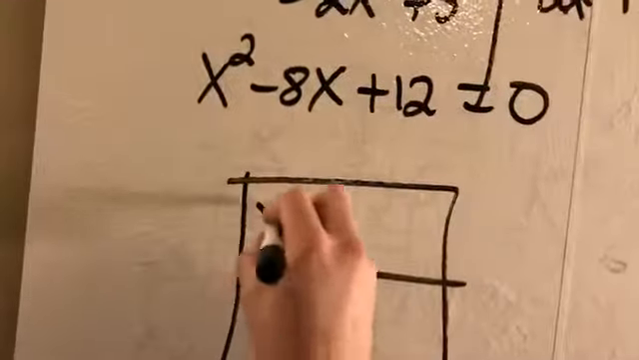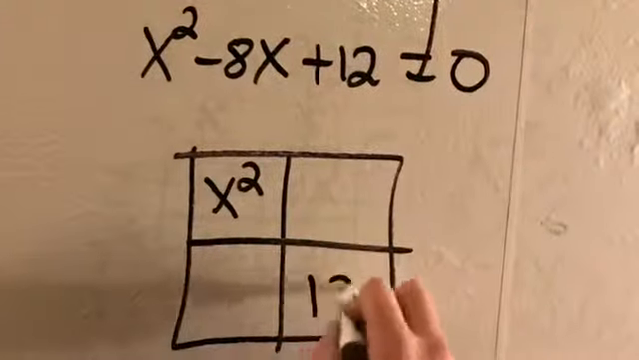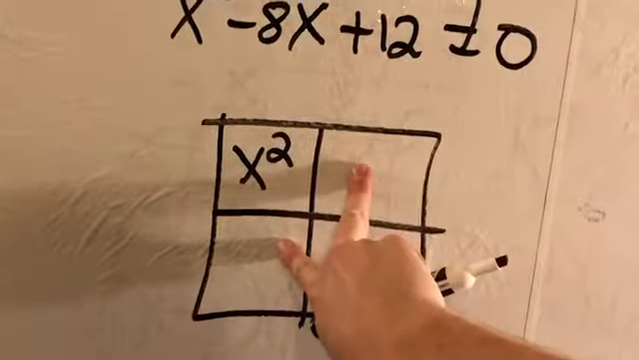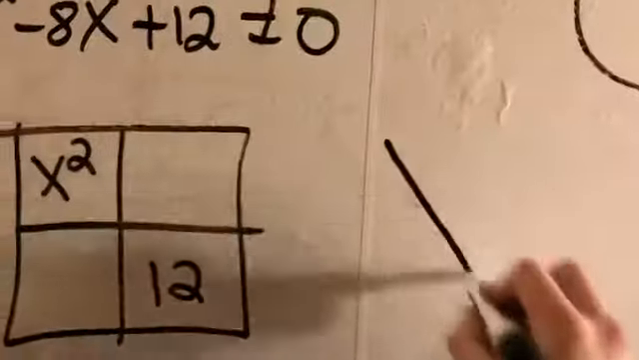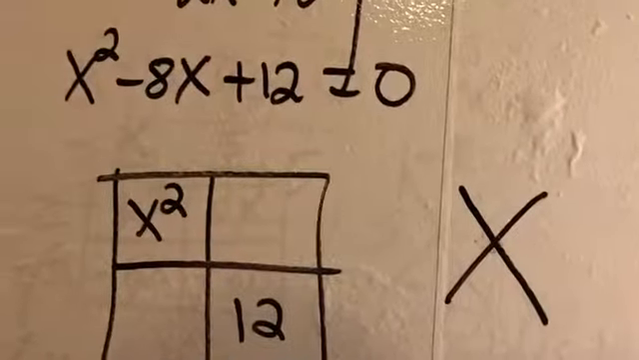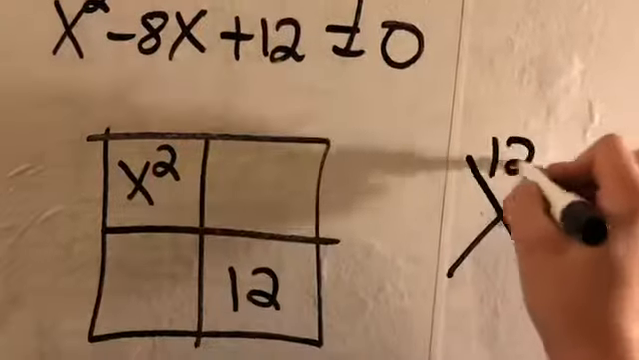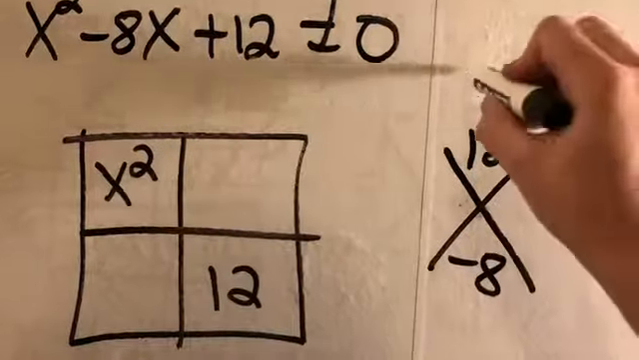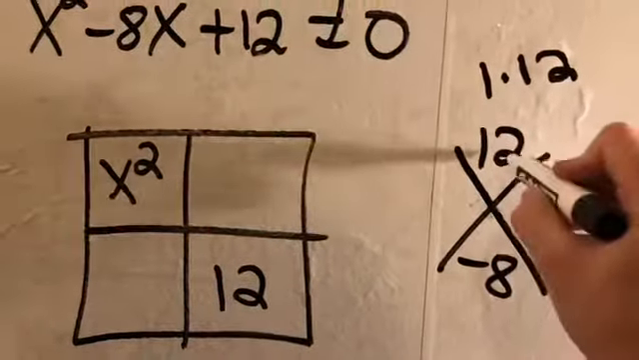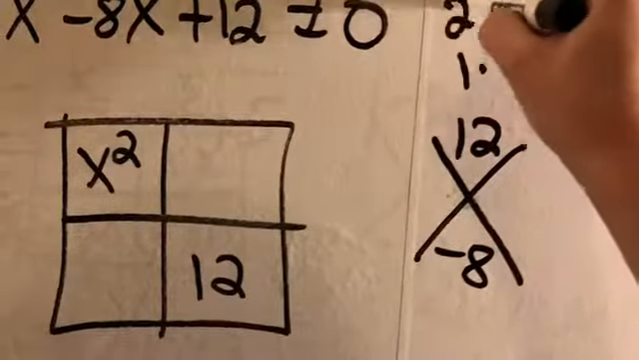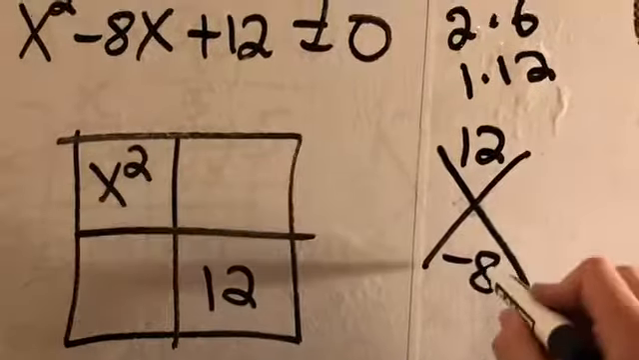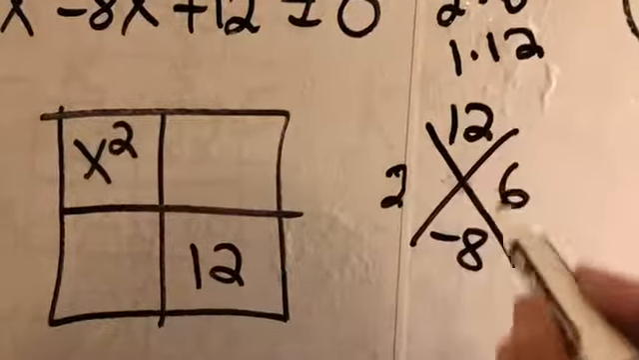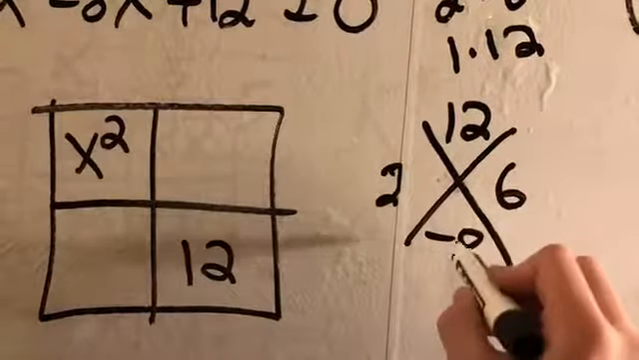I'm going to drop in my x squared up here, my regular number down here. Now we need to figure out how are we going to split up that negative 8x. We will use the diamond puzzle to help us. So we'll ask ourselves, what will multiply to the 12, but add or subtract to that negative 8? Let's see, 1 times 12 gets me to 12, but that doesn't add or subtract to 8. 2 times 6 is 12, and I think I can use that 2 and 6 to get an 8. So 2 times 6 is 12, but now 2 plus 6 is positive 8.